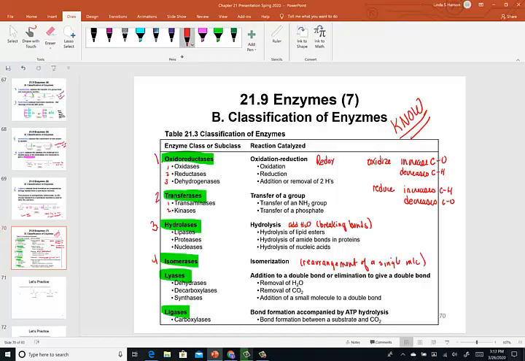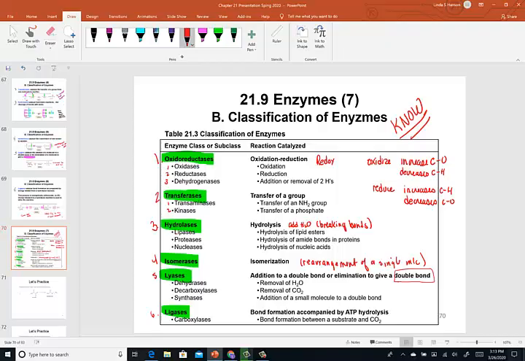A lyase, L-Y-A-S-E, a lyase was the 5th category. Think about the double bond in this category here, to add or remove a double bond. A dehydrase removes water, a decarboxylase removes carbon dioxide, and a synthase adds a small molecule to the double bond. Those are the subcategories under the 5th that we'll need to know, lyase. And of course, the 6th was a ligase. Hear the hard G in there, ligase.